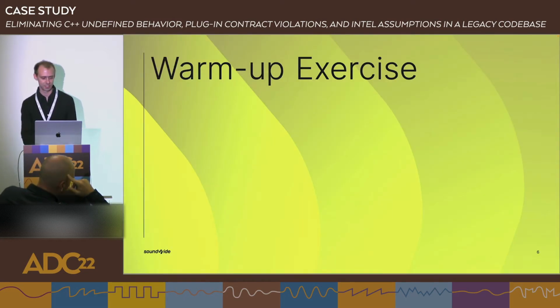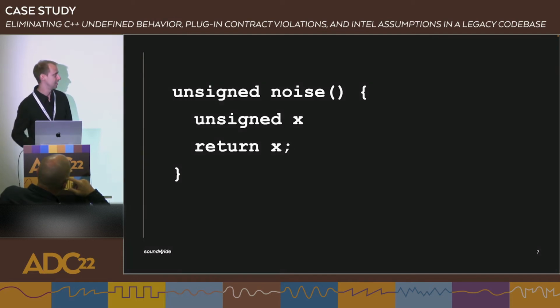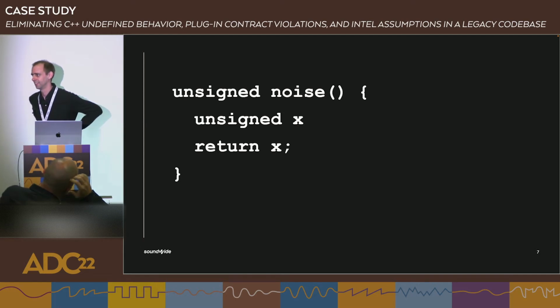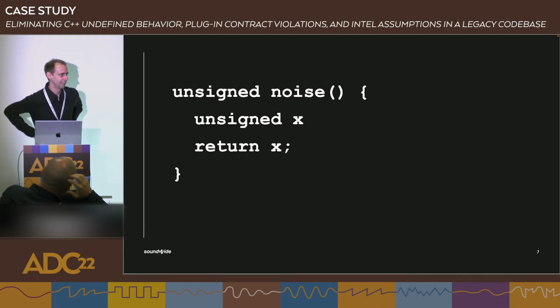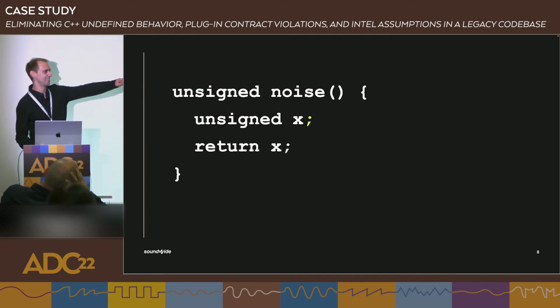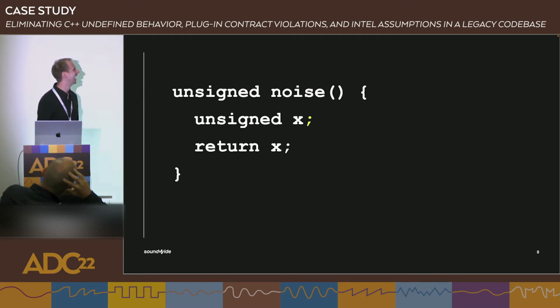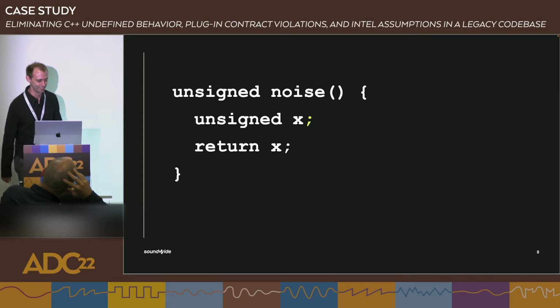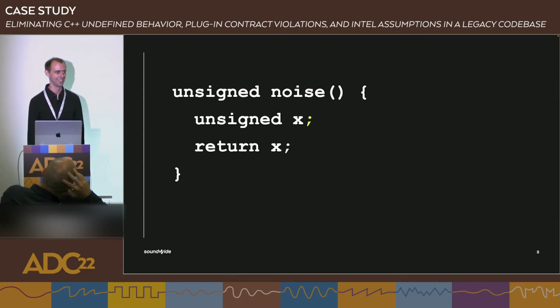So for a warm-up exercise, imagine you see this in code review. Somebody's trying to write a white noise generator. What's your response? Missing a semicolon. Yeah. Okay, so now we fixed the semicolon. What's the vibe here? Is this a white noise generator?